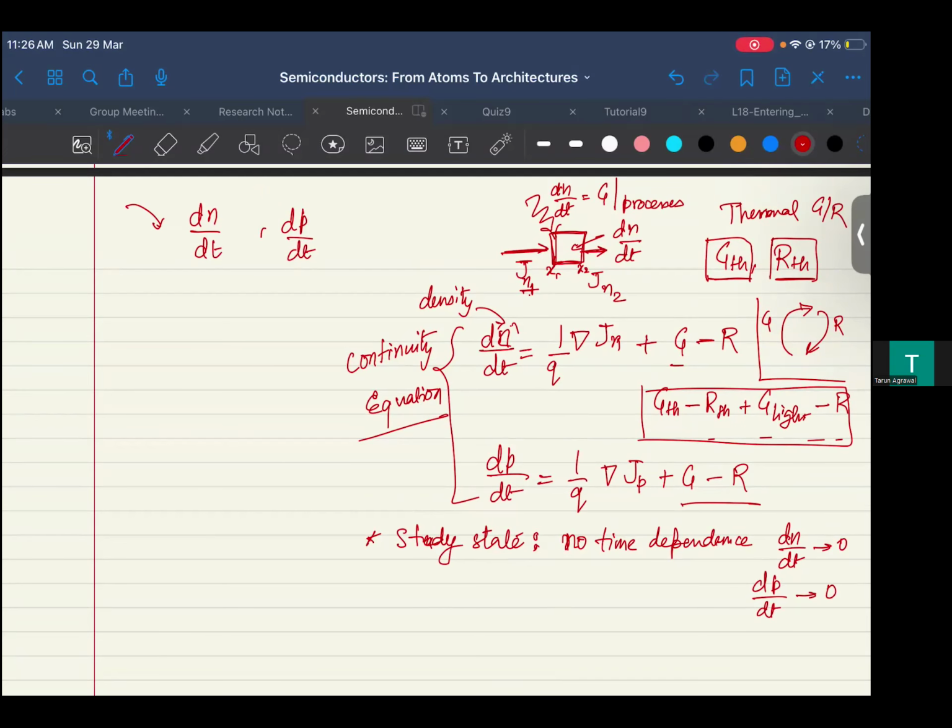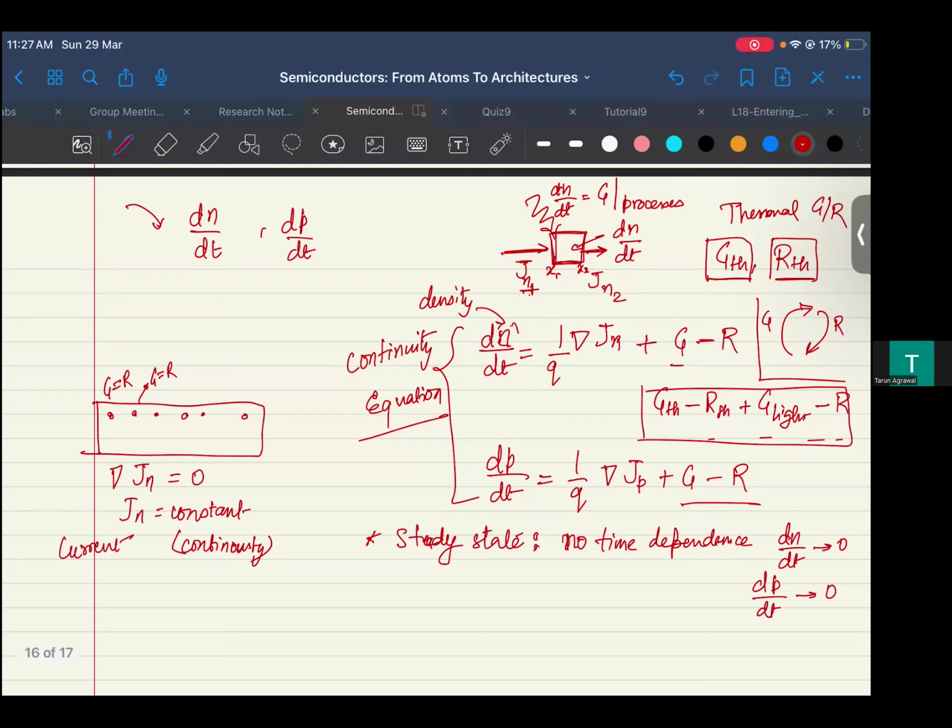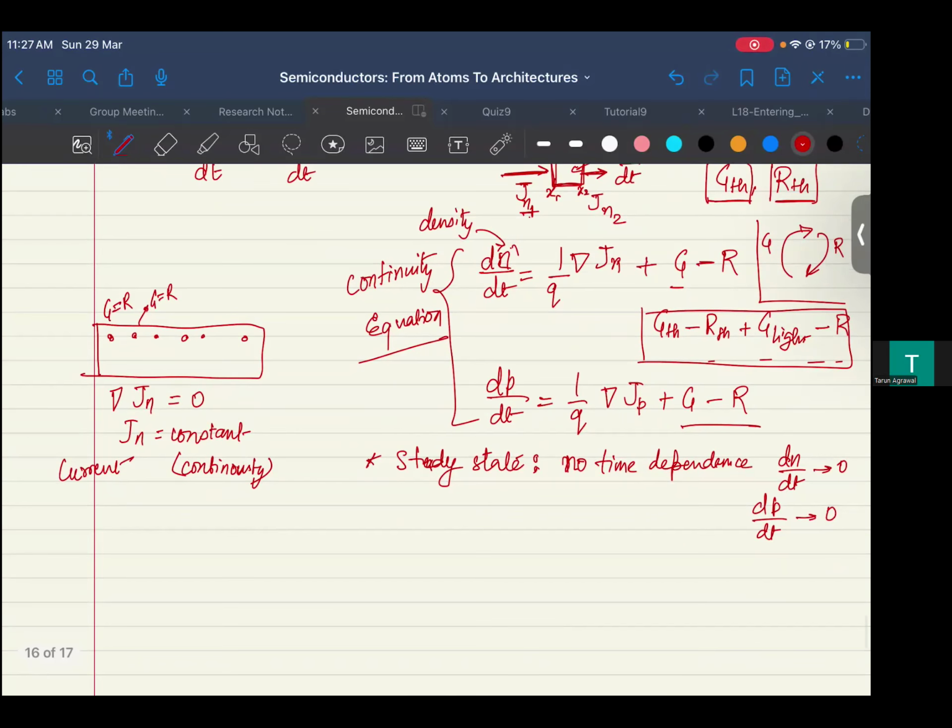So let's say in the box, if G and R are zero, that means the gradient of current is going to be zero. That means your current is the same at every point in the semiconductor. If we assume at every point that G is equal to R, then the gradient of the current is going to be zero, which means your current is going to be constant. And that is one of the things we ask when evaluating semiconductor devices: is your current continuous or not? That is known as current continuity in semiconductors, coming directly from the continuity equation.